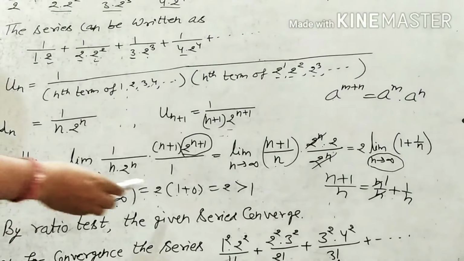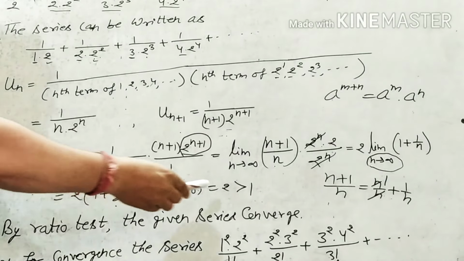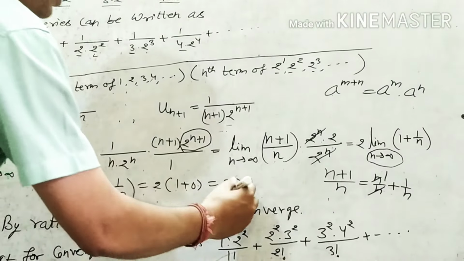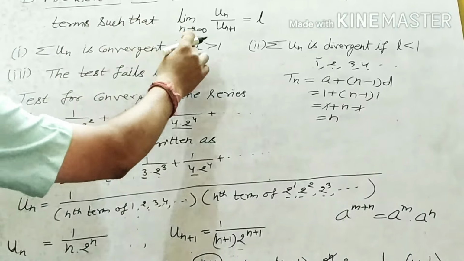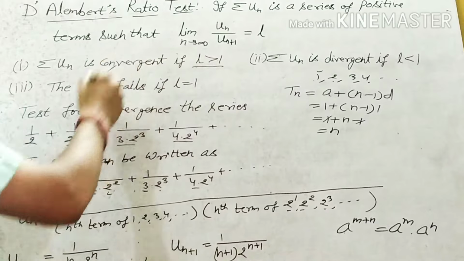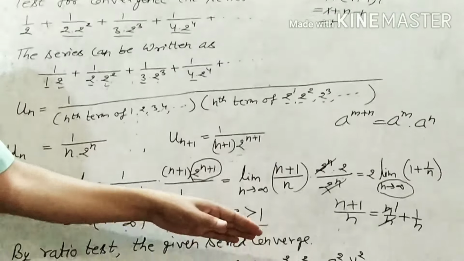So 2 into (1 plus 0). 1 plus 0 will be 1. So 2 into 1 is 2. 2 is greater than 1. Now by the ratio test, L is greater than 1. So the series is convergent. By the ratio test the given series converges.